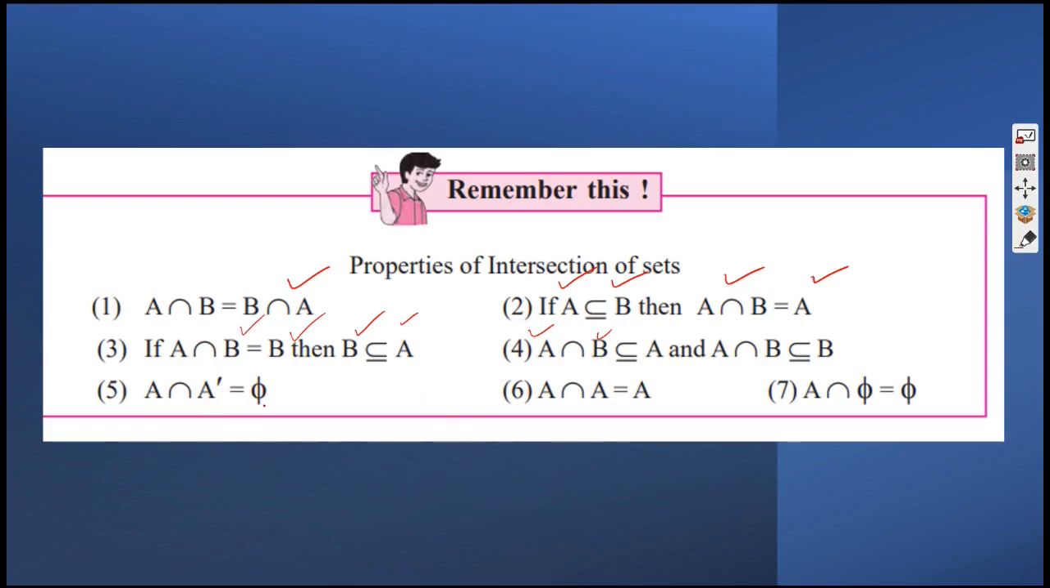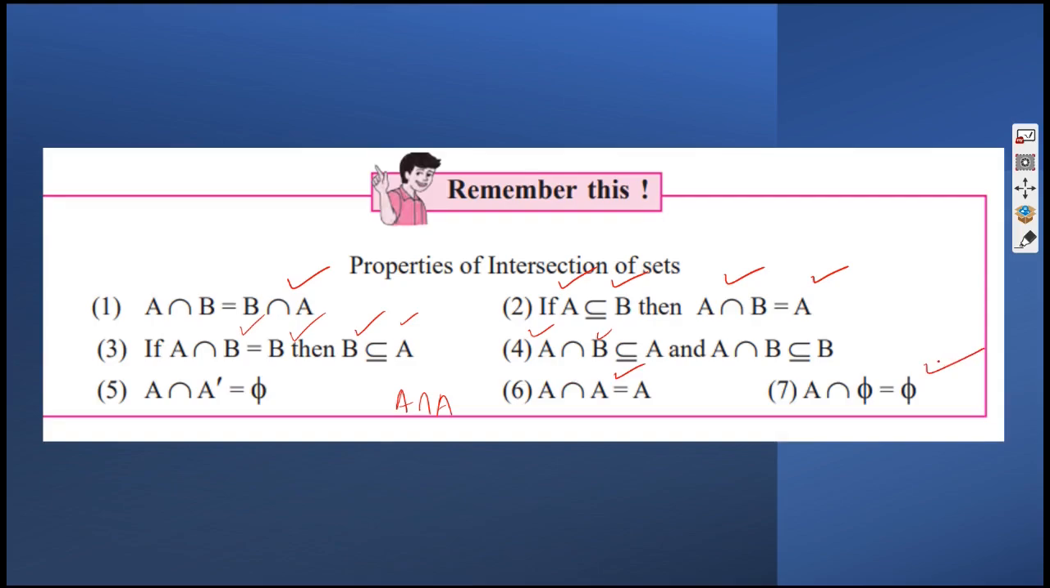And A intersection A dash will never have elements. A dash is something which is not there in A. So the intersection will not have any common element, so it will be an empty set. And if you think about A intersection A itself, common, the answer will be A only. And A intersection empty set will have nothing common, so naturally it will be an empty set.